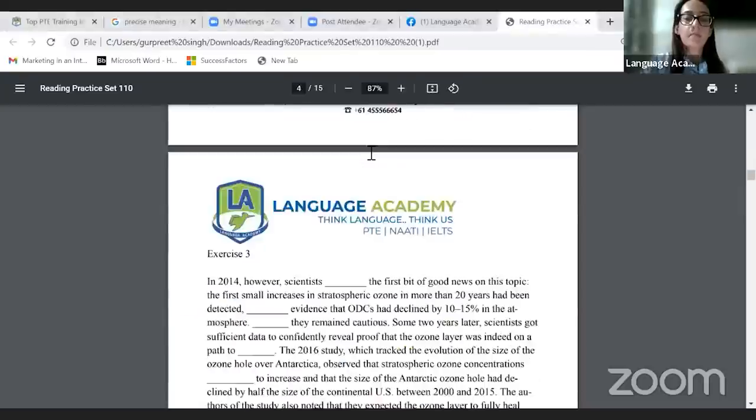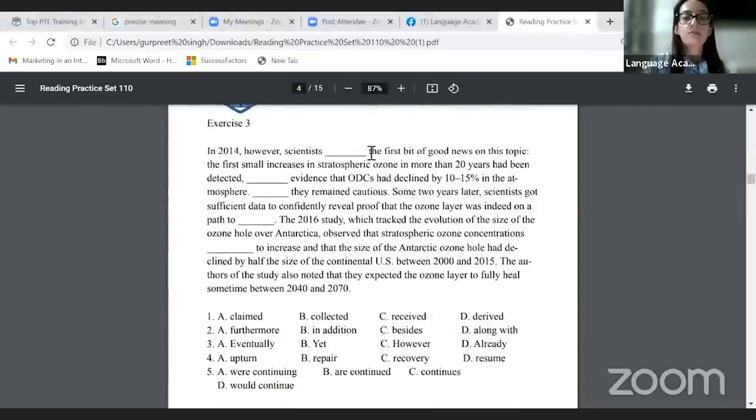Okay. Question number three, you have 2.5 minutes. You have two answers based on connectors, one answer based on tense. So please recall whatever you have learned in these classes about connectors and tenses, only then select your answer.